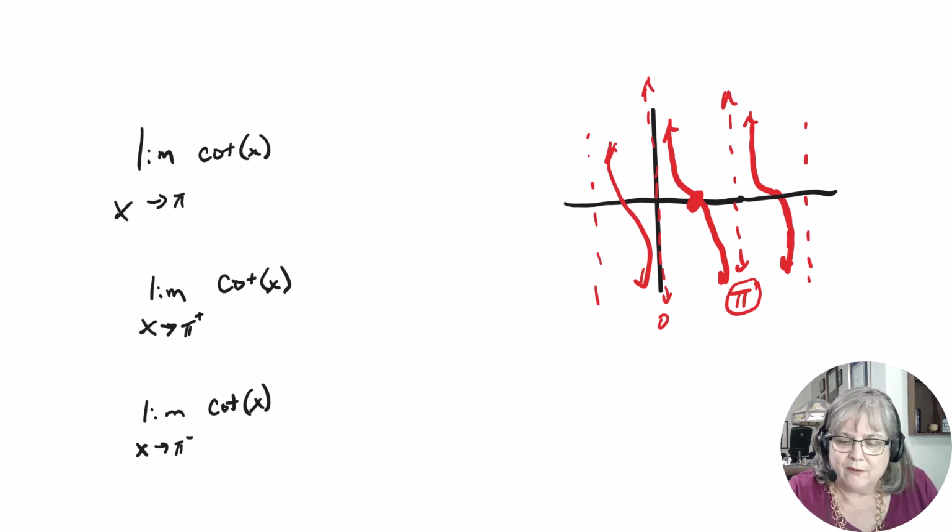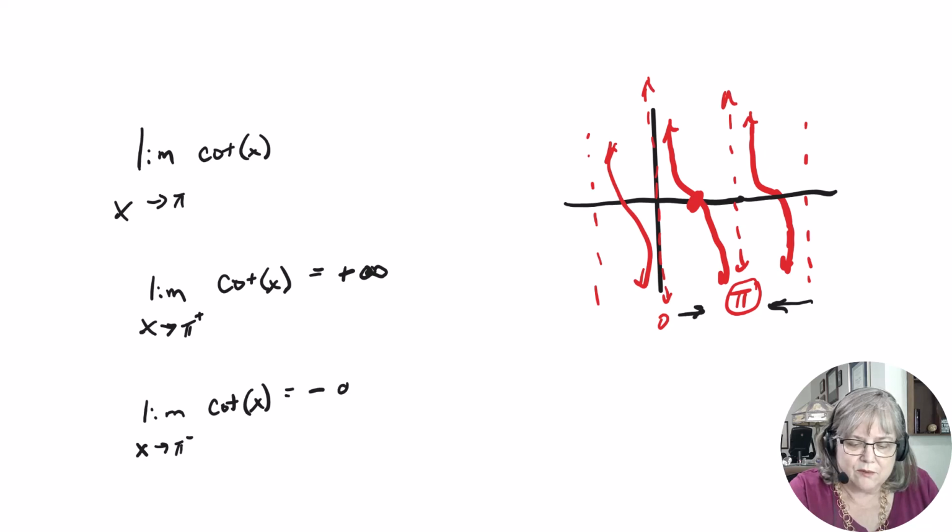Okay, so coming in from the right, here's pi, and you're coming in from the right, then cotangent is increasing without bound, and you're going off to positive infinity. As you're coming from the left, cotangent is dropping and it's negative infinity. So from the right, it's positive infinity, and from the left, it's negative infinity. This does not exist. Now, I'm going to tell you something right now.